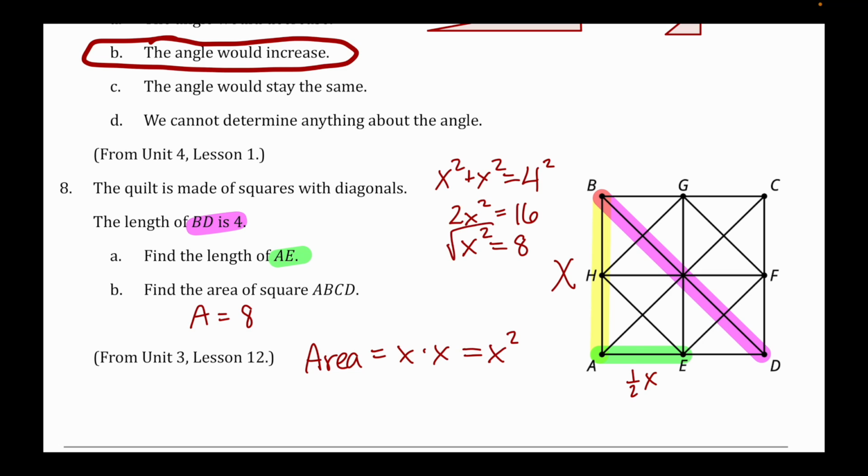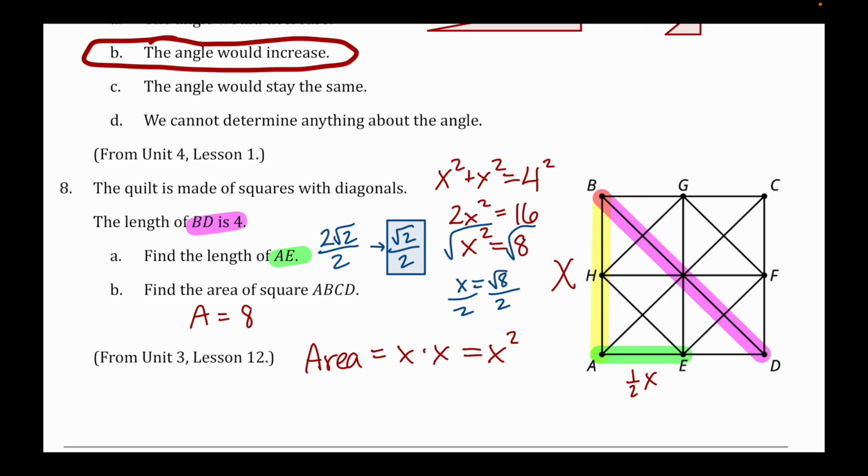So you're going to have to take the square root. I'll do this in a different color to show my step. So x is square root of 8. And then half of that would be square root of 8 over 2. Square root of 8 actually is 2 root 2 over 2. And so this would reduce and give us square root of 2 over 2 for the length of AE.